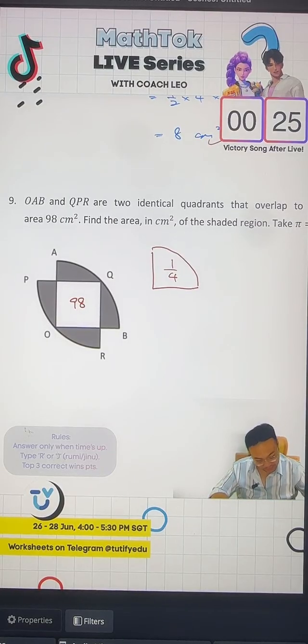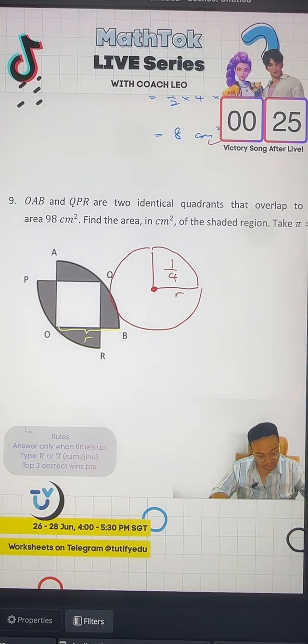Let me give you a little bit of clues. If you look at the quadrant, imagine that the quadrant is part of a big circle. What did I say about the radius? The radius is always from the center of the circle touching the circumference. So this is the radius. Let me draw it for you. The radius should be over here.